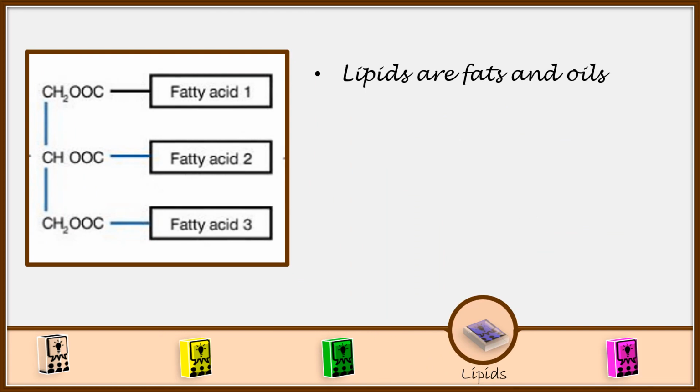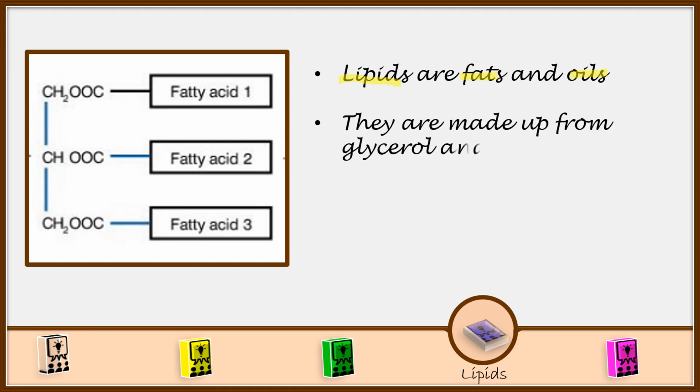Let's look at the lipids. The lipids, these are fats and oils. When we say fats and oils, all of them are lipids. What is the difference then between fats and oils? Fats are lipids that are solid at room temperature, and oils are lipids which are liquid at room temperature. All of them are lipids.